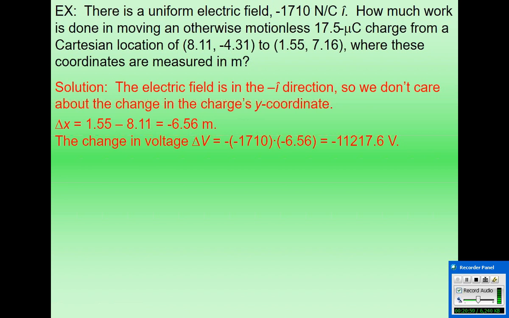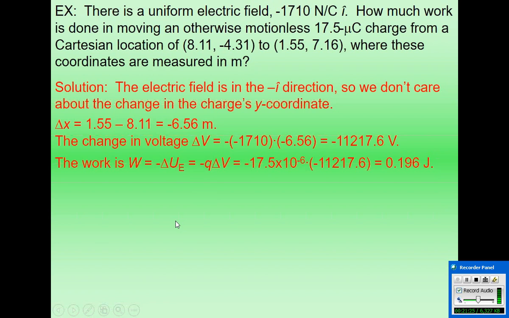Sounds like a lot, and goodness knows I would hate to be caught in that sort of situation, a high voltage situation, but this is not an outrageous value for the voltage. High voltage power lines, for instance, will have voltages that are tens of thousands of volts or even hundreds of thousands of volts. Later this semester, we'll see why those voltage lines had such large voltages.